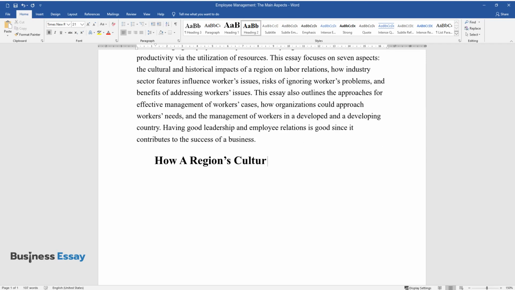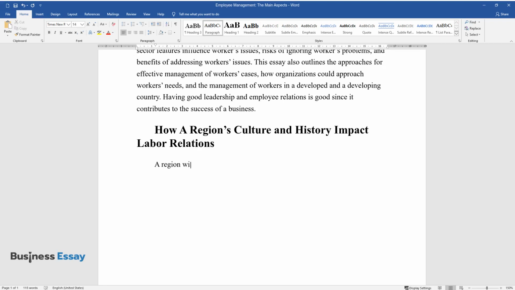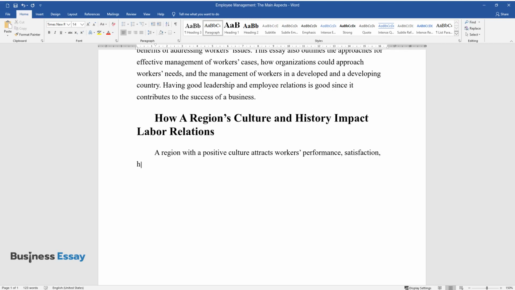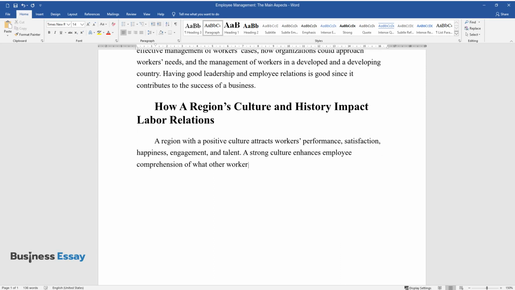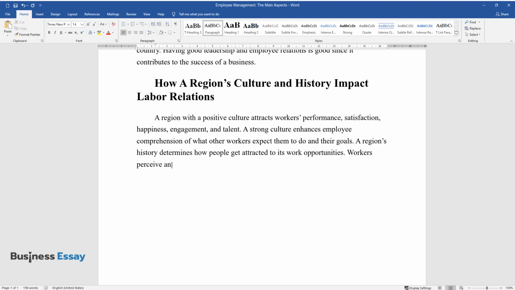How a region's culture and history impact labor relations. A region with a positive culture attracts workers' performance, satisfaction, happiness, engagement, and talent. A strong culture enhances employee comprehension of what other workers expect them to do and their goals. A region's history determines how people get attracted to its work opportunities. Workers perceive an area with a good record as offering more value, which makes workers loyal.